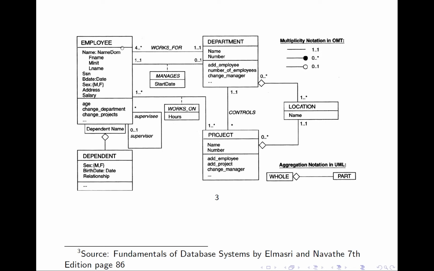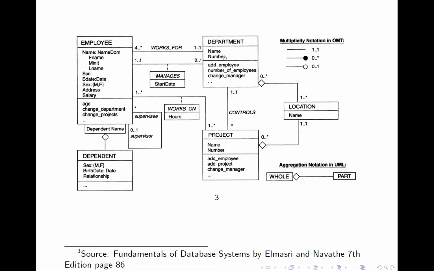Now, for example, an employee can work for a department. The minimum is 1, the maximum is also 1. In UML notation, you can just put 1. And if you take a department, it says you have to have at least 4 employees or more, right? So there's a minimum condition. So we can say 1 or more if you relate it to what we have seen earlier.